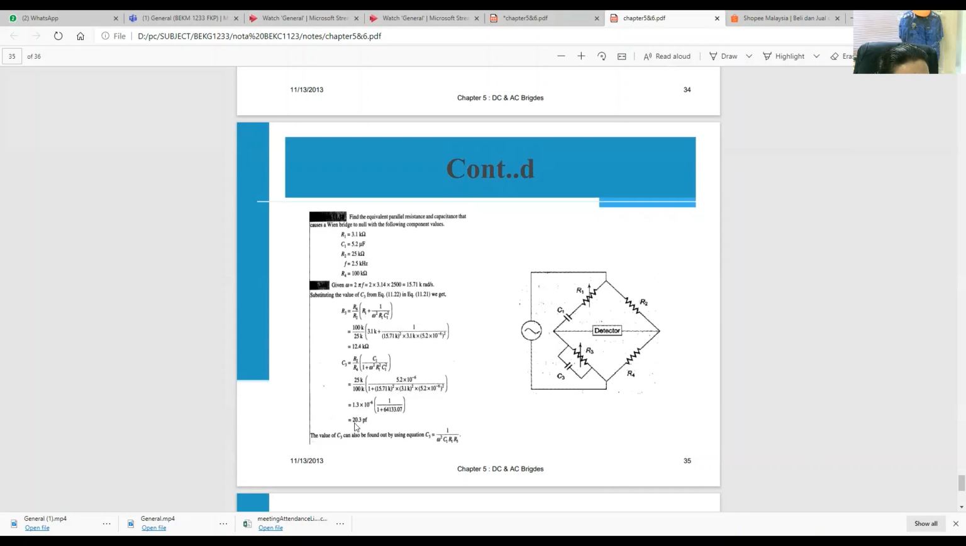Then you calculate it, and you get the value of the capacitor, which is 20.3 picofarad. You can also use this formula to calculate C3: C3 equals 1 over omega squared C1 multiplied by R1 multiplied by R3.